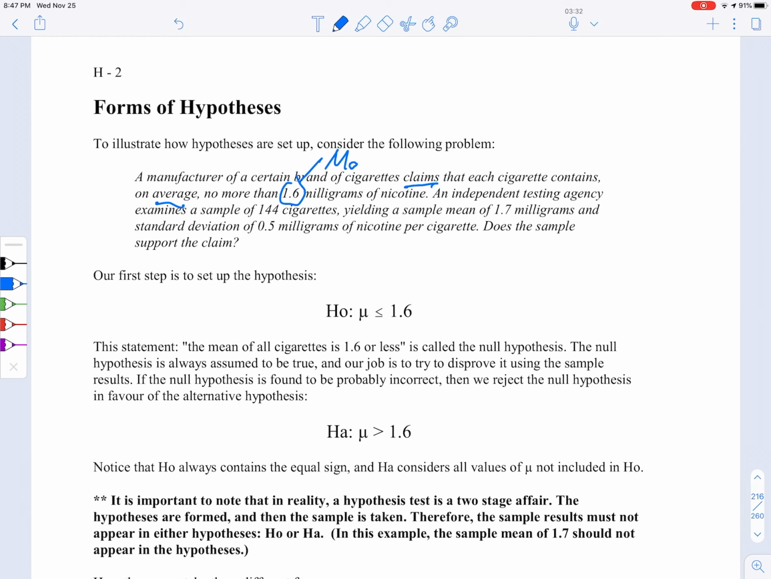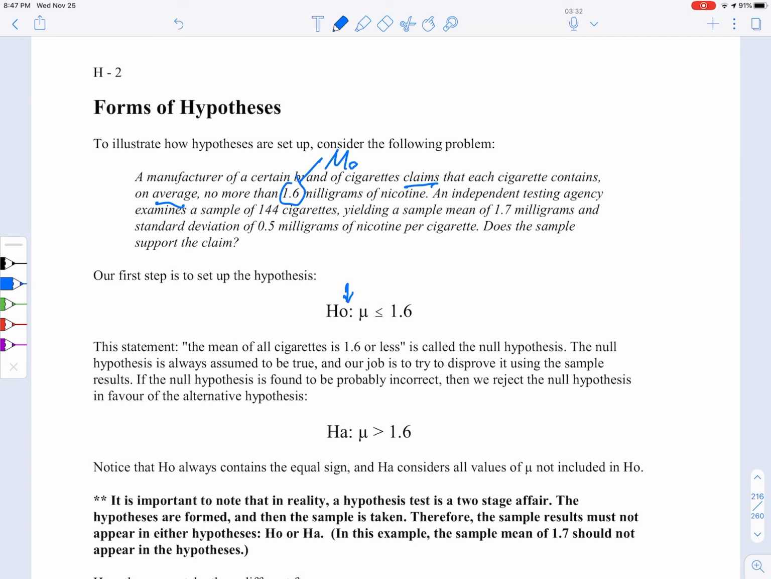Claims that each cigarette contains, on average, so a claim about a mean, no more than 1.6 milligrams of nicotine. We're going to call that the hypothesized mu. I'm going to put a little 0 down here, and it corresponds to this particular little 0 down here. And I'll explain that in a bit.